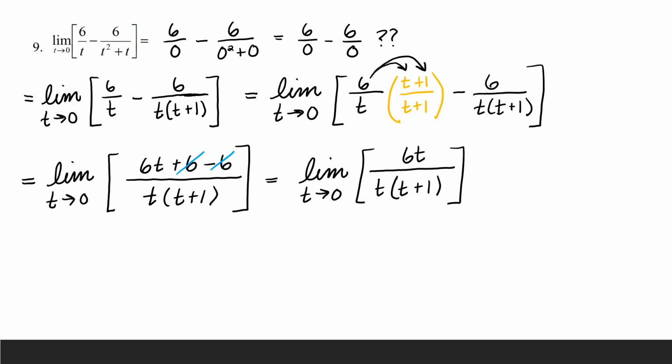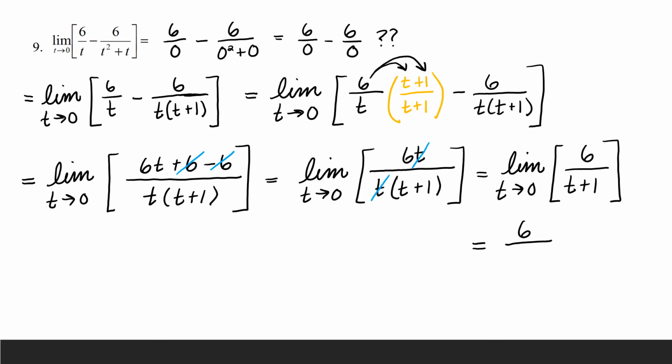And now I have a common factor of t between my numerator and denominator, so these t's will divide out. So I have the limit as t approaches 0 of 6 over t plus 1, which looks much nicer, so now I will do direct substitution. Substituting 0 in for t, I have 6 over 0 plus 1, which gives me 6 over 1, which is just 6. And that is the limit as t approaches 0 for that function.